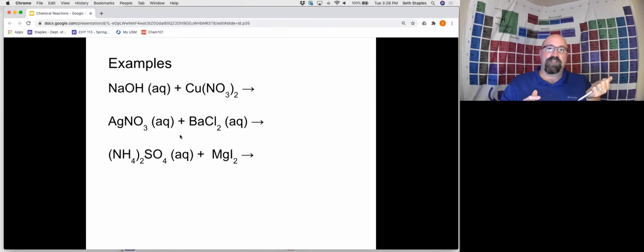Let's look at some other examples. So we're going to write precipitation reactions. We're going to write net ionic equations for these three different reactions here. So sodium hydroxide plus copper 2 nitrate, silver nitrate plus barium chloride, and ammonium sulfate plus magnesium iodide.